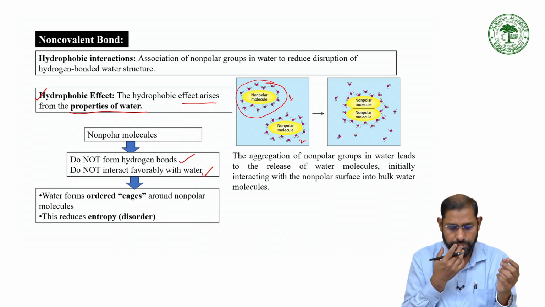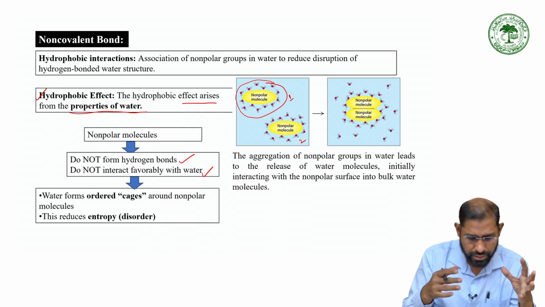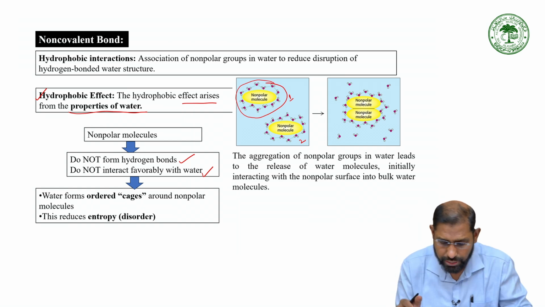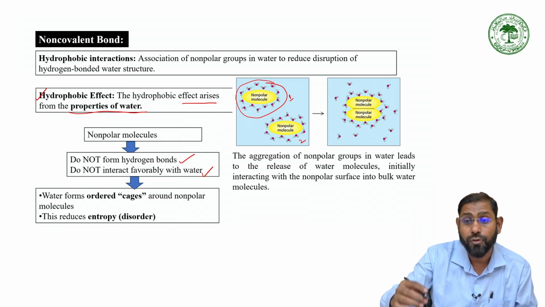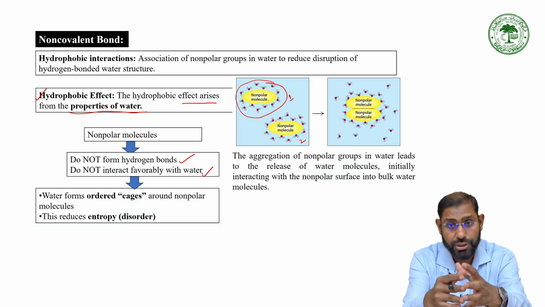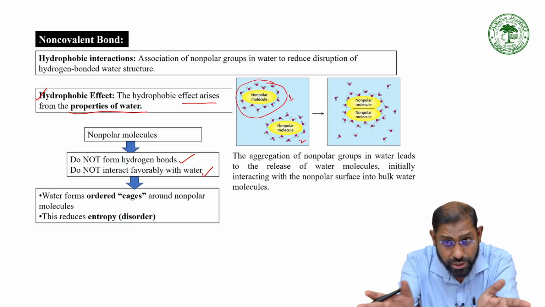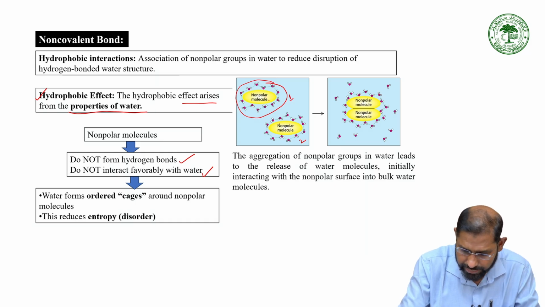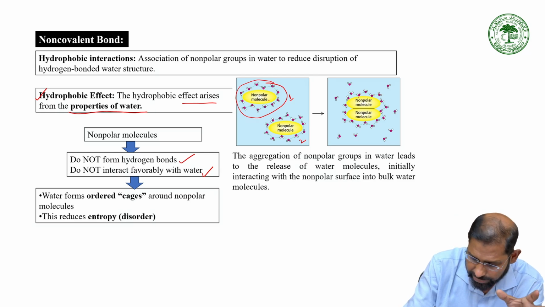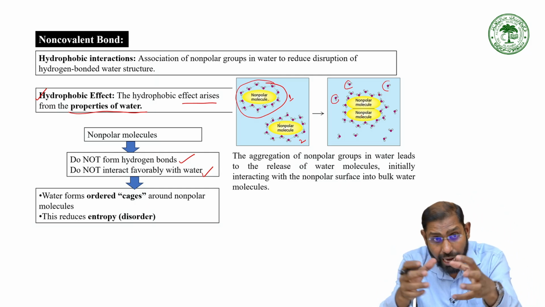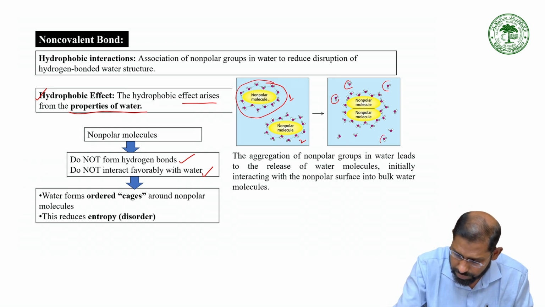So what happens? Because of this cage, the aggregation of non-polar molecules leads to the release of water molecules. The non-polar molecules try to interact, so they break the water cages around them. These non-polar molecules interact with each other, and that is due to the hydrophobic interaction. The water molecules are released, and then they form a single cage around the two non-polar molecules. Due to the hydrophobic interaction, they bind together and water molecules are released.